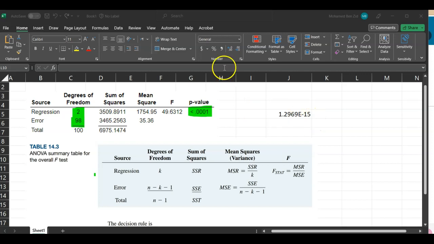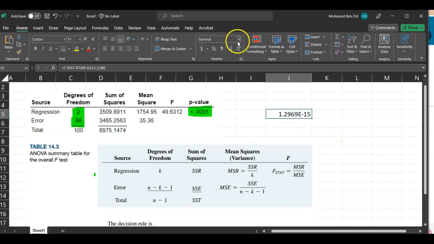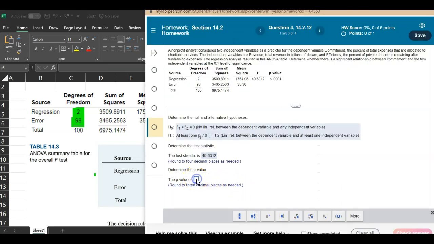You can turn it into a number if you want to see what it is. Select the cell and put numbers, and you can see 0.00, so it's 0. Let's turn it back and plug it in. Here they want 3 decimal places, 0.000, should be fine, and check.